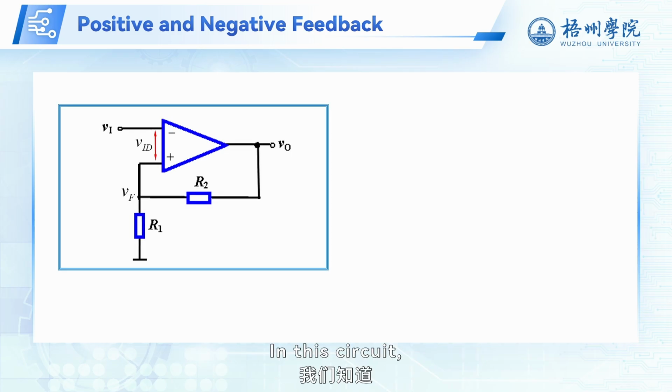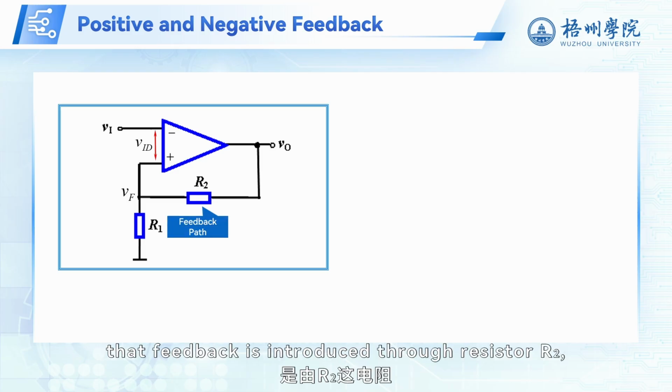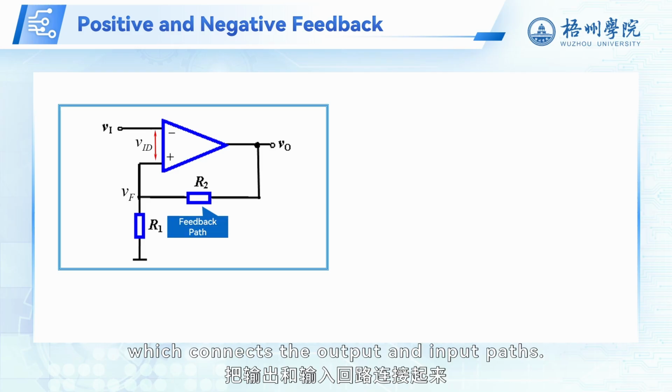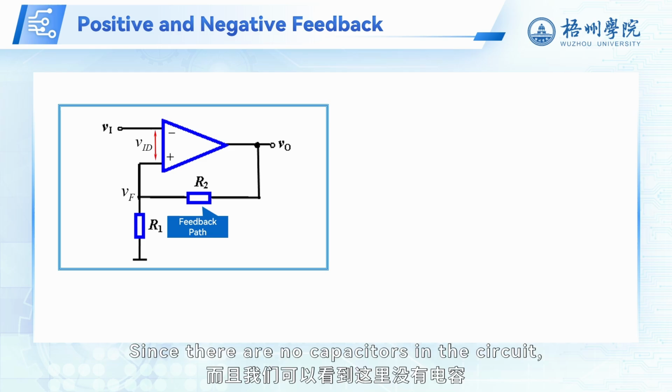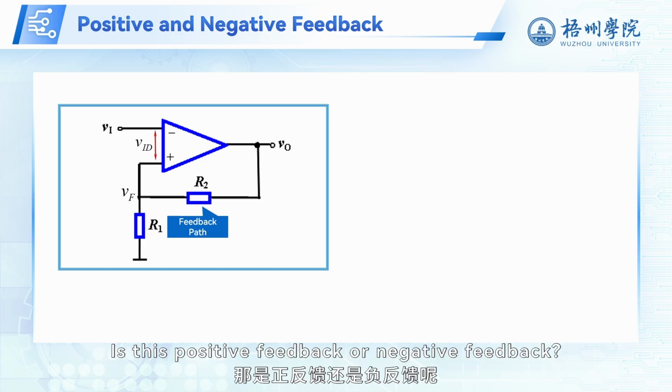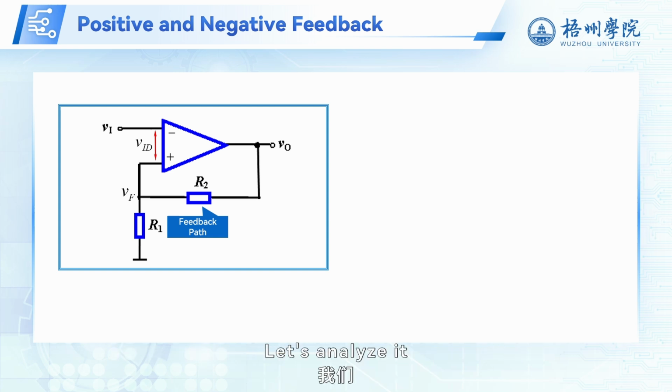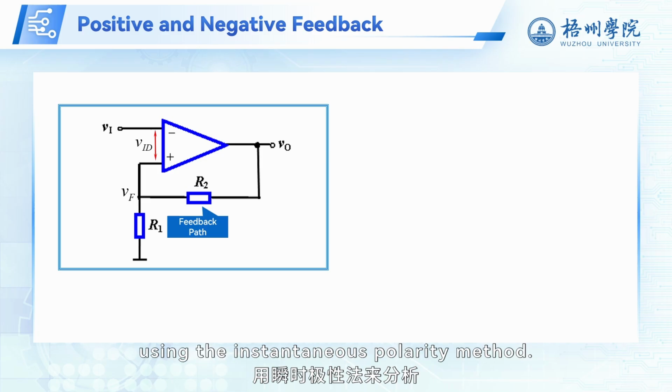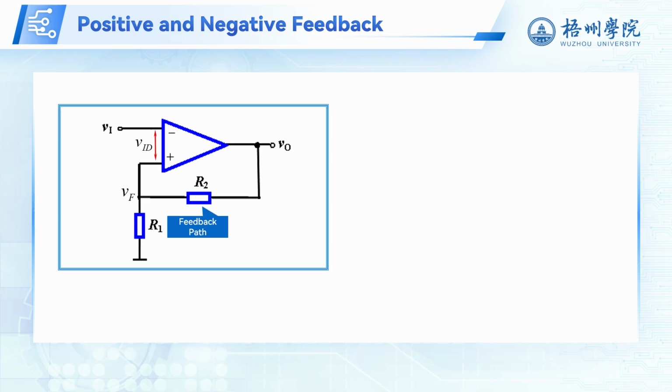In this circuit, we know that feedback is introduced through resistor R2, which connects the output and input paths. Since there are no capacitors in the circuit, both AC and DC feedback are present. Is this positive feedback or negative feedback? Let's analyze it using the instantaneous polarity method.